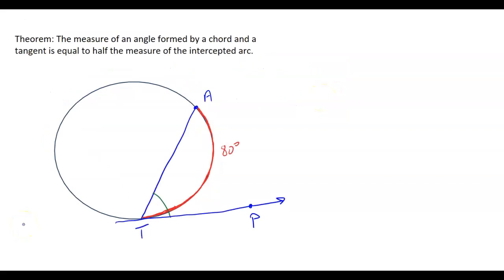Well, what happens if I have an angle formed by a chord and a tangent line? Luckily, it's just the same deal. It's going to be exactly half of the arc. So instead of an inscribed angle formed by two chords, I have an angle formed by a chord and a tangent. The arc that it intercepts is 80 degrees. So its measure is 40, half of 80.